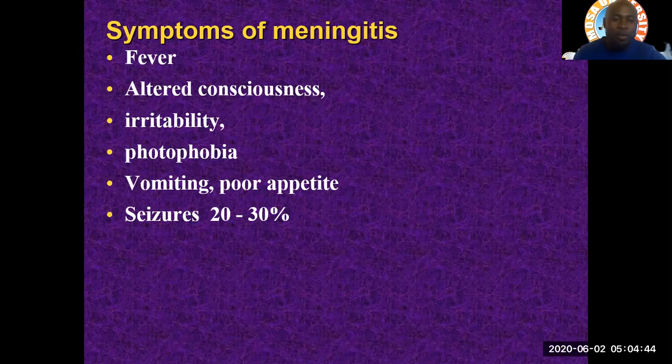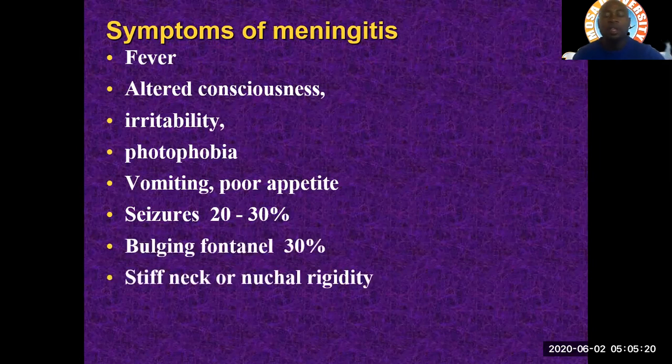So these neonates will present with an altered level of consciousness. Also, there will be irritability, or we would say that these patients will be lethargic. There will be photophobia. When we talk about photophobia, it means that they do not tolerate any bright light that is introduced near them. They will also present with vomiting and poor appetite. In 20 to 30% of the cases, they present with seizures, and also with bulging of the fontanelle.